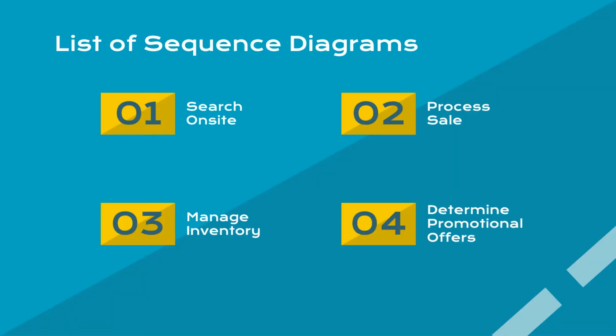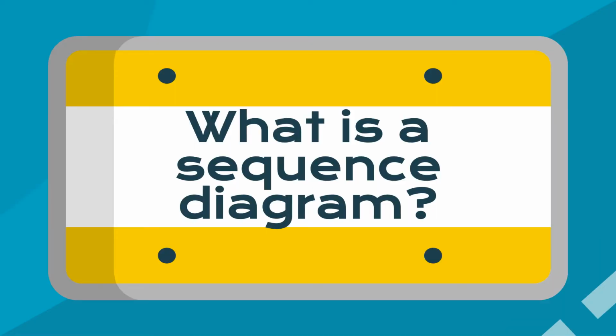There are four sequence diagrams. The first one is search on-site, the second one is process sale, the third one is manage inventory, the fourth one is determine promotional offers. Sequence diagrams are dynamic models that illustrate the objects participating in a single use case. They show the sequence of messages that pass between objects and help us understand real-time specifications and complex use cases.